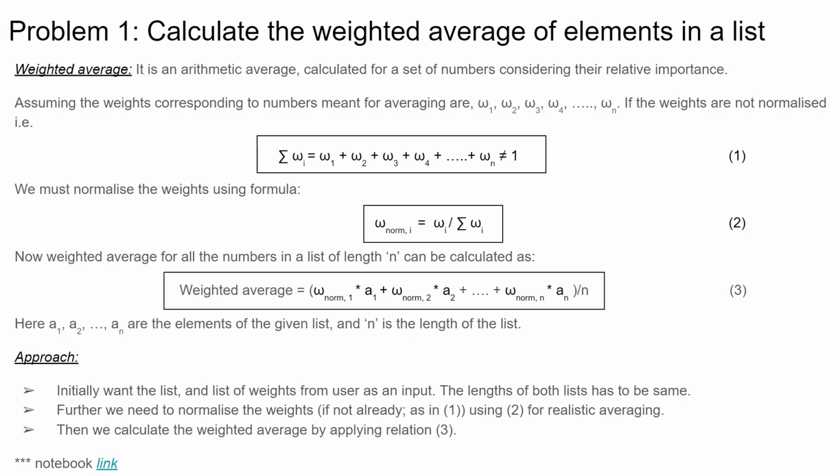The weights should be normalized. If they're not normalized, then we will not get a realistic average, even a realistic weighted average.